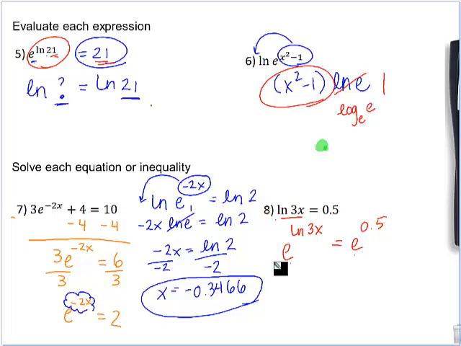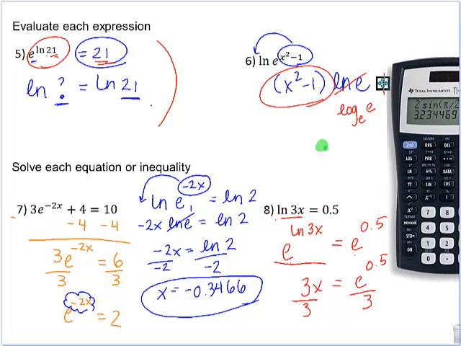Well, e to the natural log of 3x would simplify down to 3x for the same reasons why in example 5, e to the natural log of 21 equals 21. So here we have 3x equals e to the 0.5. And then to get x alone, we could just divide both sides by 3.